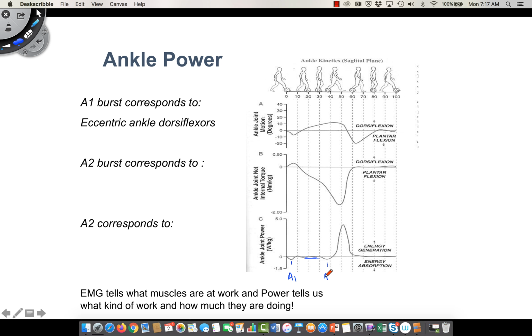And then we have an A2 burst here where there's some eccentric contraction from the muscles that are here, which are the ankle plantar flexors. So the ankle plantar flexors are controlling the dorsiflexion that's occurring here. And then there's a quick reversal of that right at this point, right when the slope here is 0. And then it switches to what would be A3, the A3 burst here, which is a large concentric power.